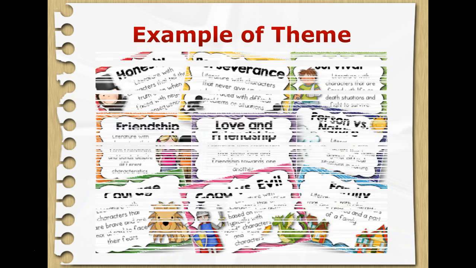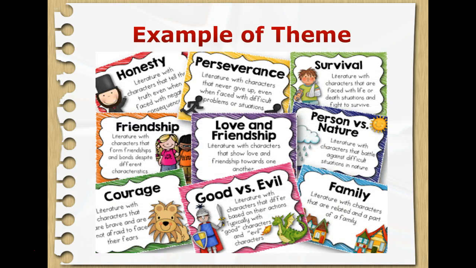Some examples of theme are maybe honesty, which we just talked about, survival, person versus nature. A big one is good versus evil. In many books and stories, you see the characters on good versus evil. Also courage, the characters showing bravery, family and friendship, perseverance. Survival is another big one.